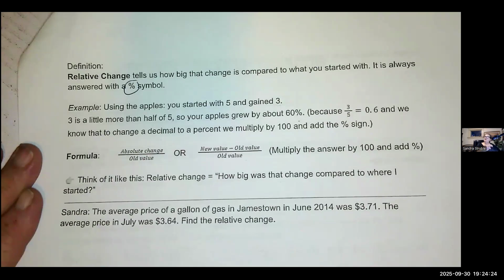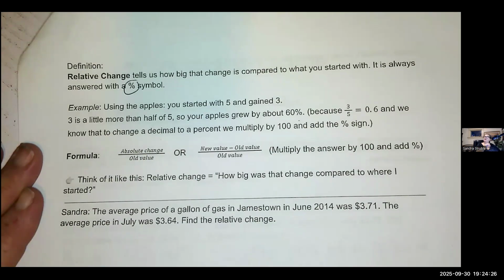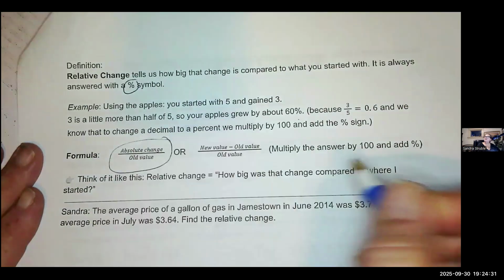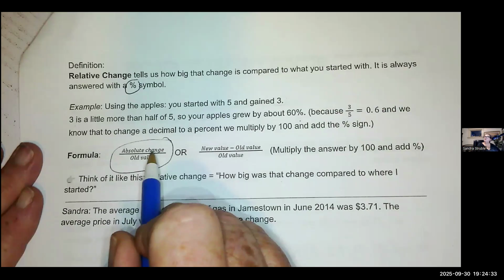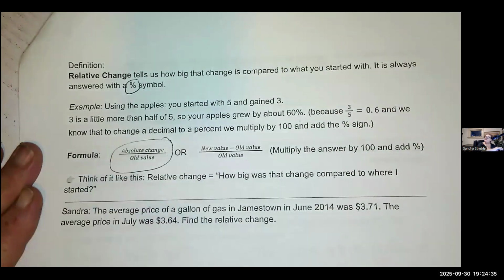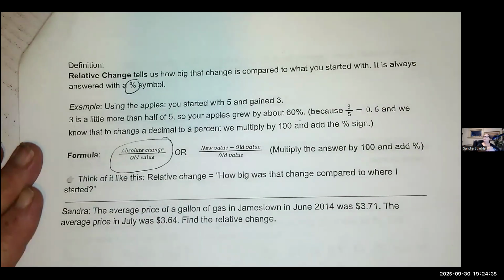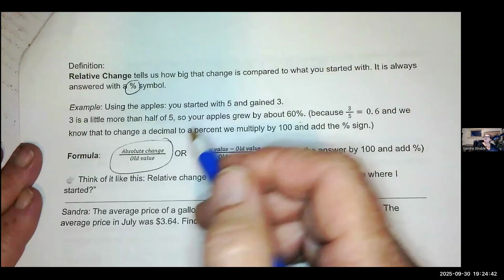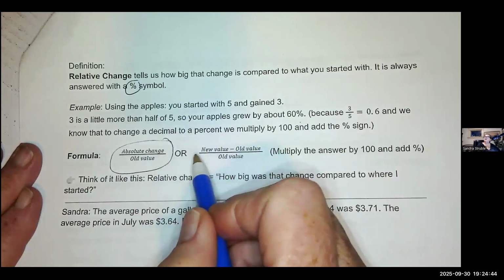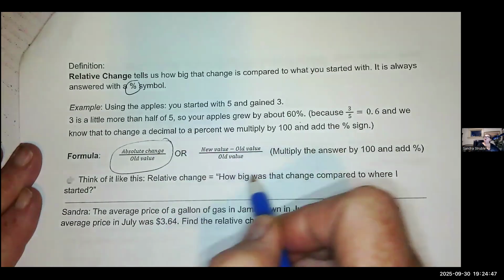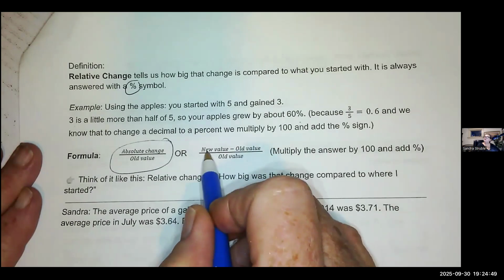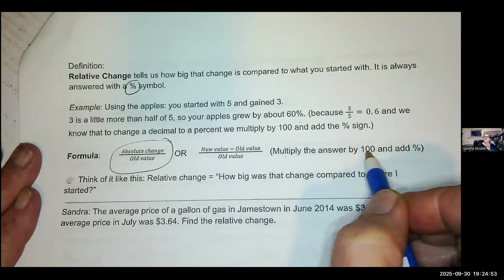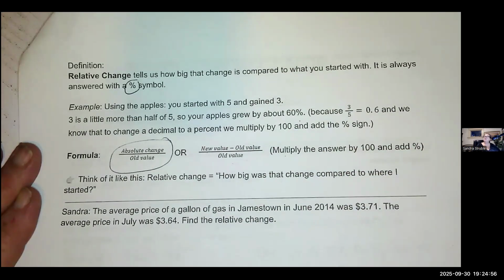Now there's 2 ways to go about solving relative change. This one is the one we're going to be using because we already have done the absolute changes. We're going to go back and take everything we've done and now find the relative change from the same problems. If you don't need to find the absolute change, then you can come over here and just solve for the relative change. The new value minus the old value divided by the old value. Then you're going to multiply by 100 and add a percent. I'll show you what to do.